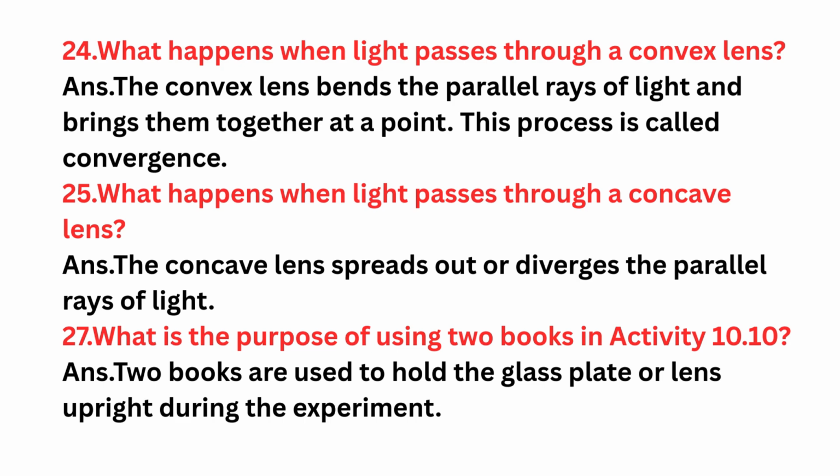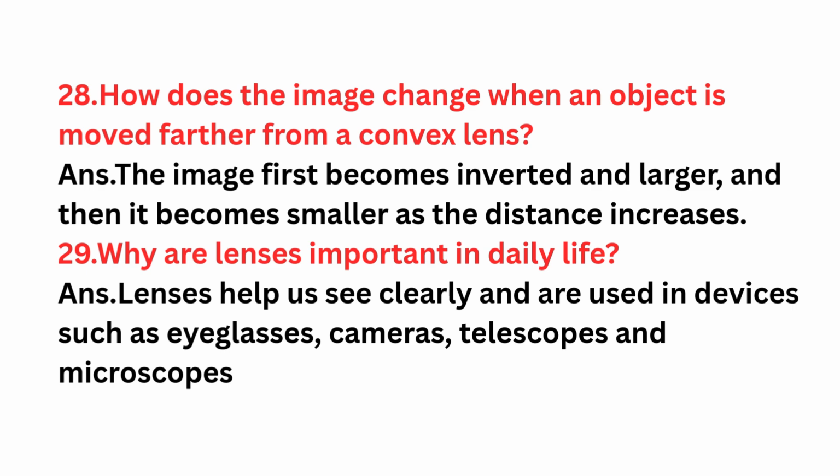Question number 27. What is the purpose of using two books in activity 10.10? That is, two books are used to hold the glass plate or lens upright during the experiment. Question number 28. How does the image change when an object is moved farther from a convex lens? Answer. The image first becomes inverted and larger and then it becomes smaller as the distance increases.